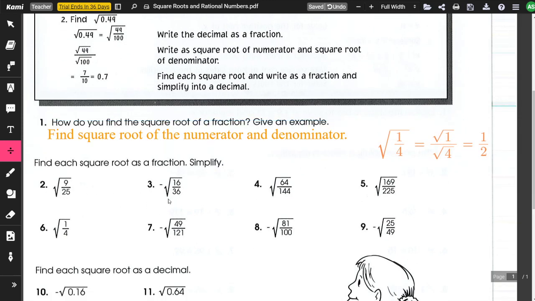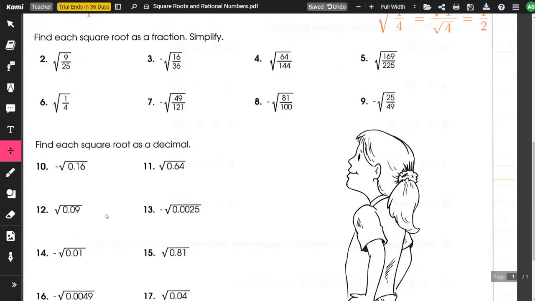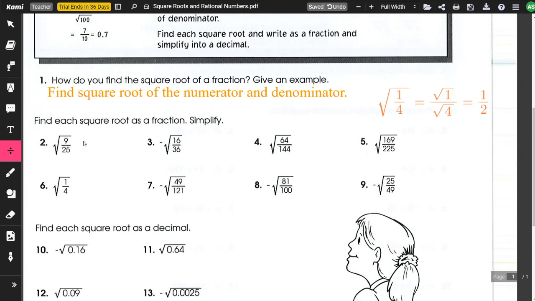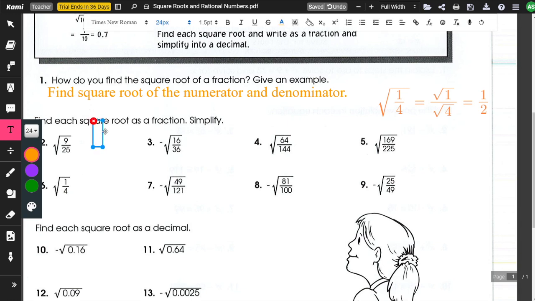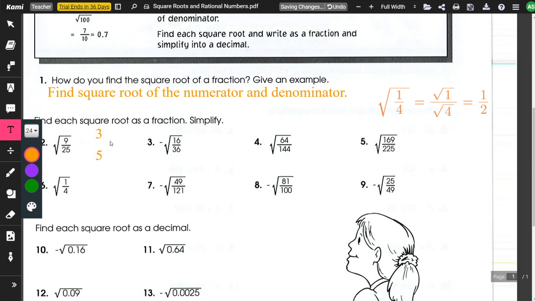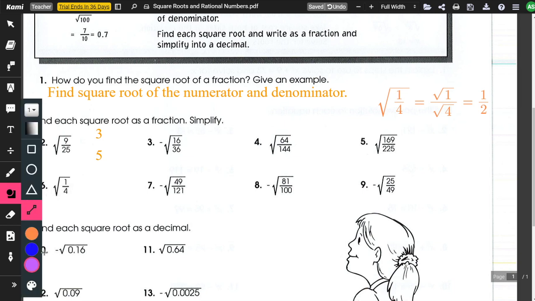Okay, so here we're going to simplify these fractions. So we'll do 2 of these and then 2 of the third section as well. We'll do this one just to show you how to do fractions this way. The square root of 9 is 3. Square root of 25 is 5. So here's my number, and now I can just draw a line between them. So this is how you can draw a line if you don't like using the equation tool.